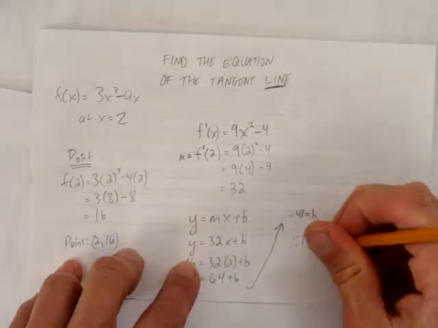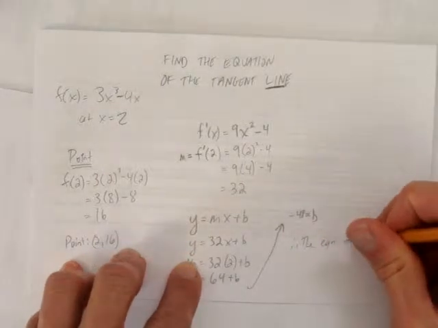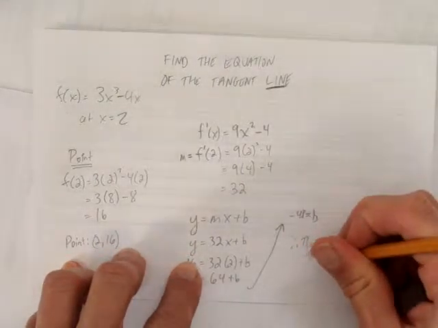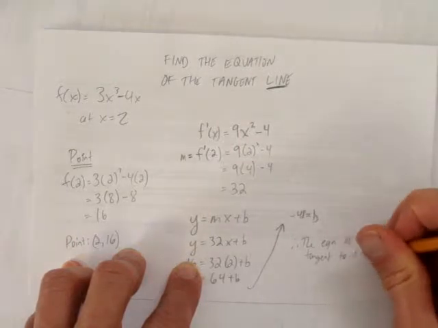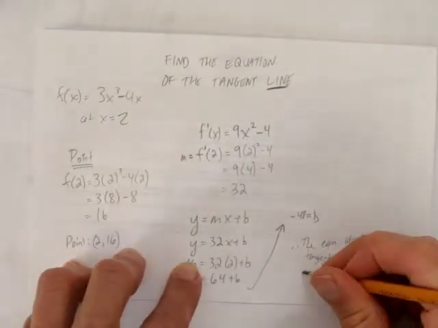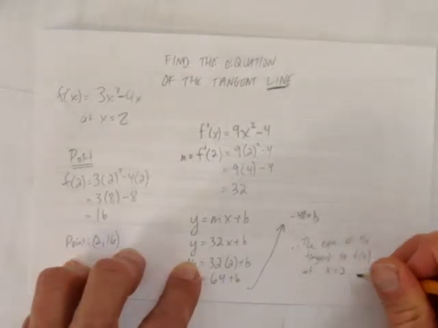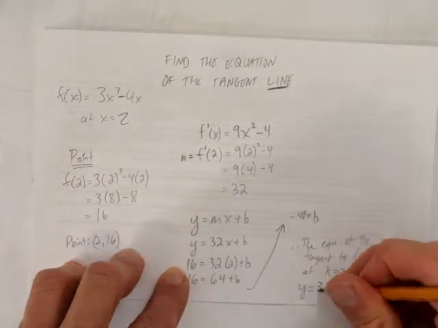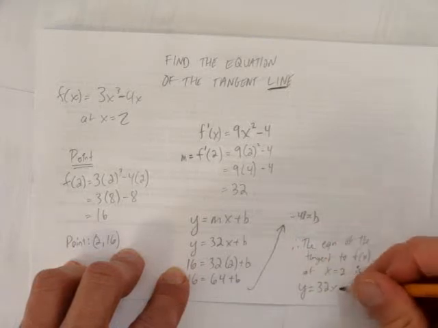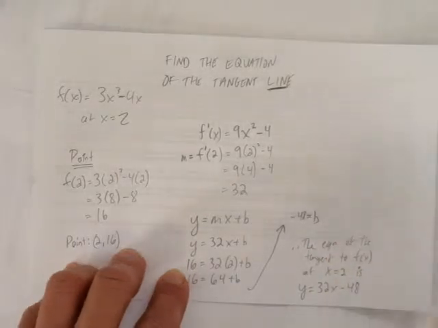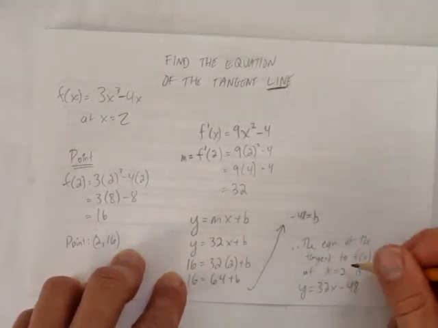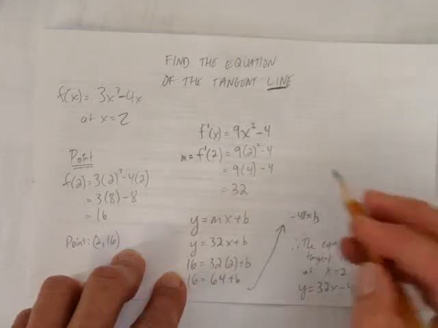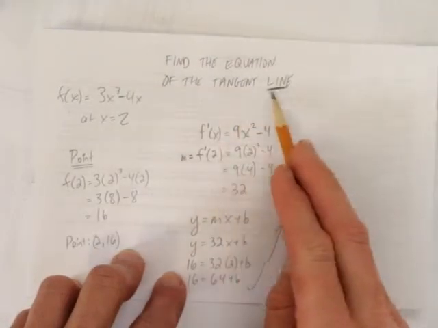So, the equation of the tangent to f of x, the function, at x equals 2, is y equals our slope, 32x, minus 48, our y-intercept. And now we have an equation of the tangent to the function. That's our tangent line.